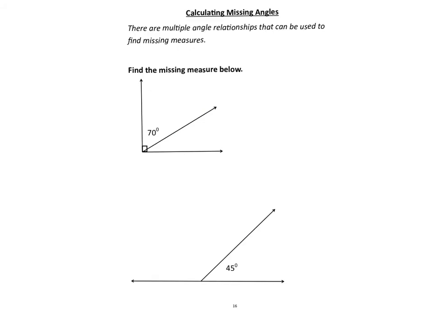On page 16, we are asked to find the missing measure below for these 2 angles. First thing to note is that the first example has a right angle box. That means that there's a 90-degree box there, indicating that these 2 angles are complementary. So they total 90 degrees. If we have 90 and we take away the 70 that we know, that leaves us with 20. So the missing angle is 20 degrees.